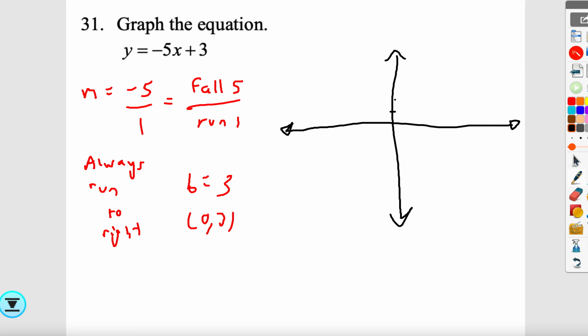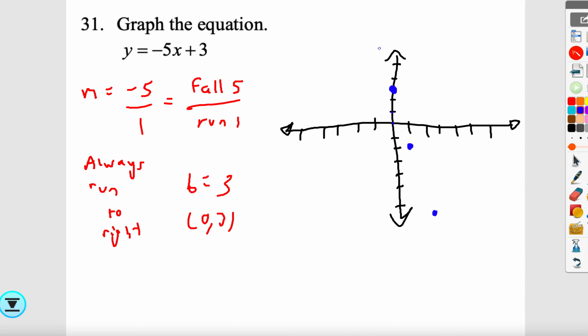So it'll be 1, 2, 3, 4, 5, 1, 2, 3, 4, 5, 6. So let's go ahead and go. The b is (0, 3). Then it falls 5: 1, 2, 3, 4, 5. Run 1. Go down 5 again: 1, 2, 3, 4, 5.